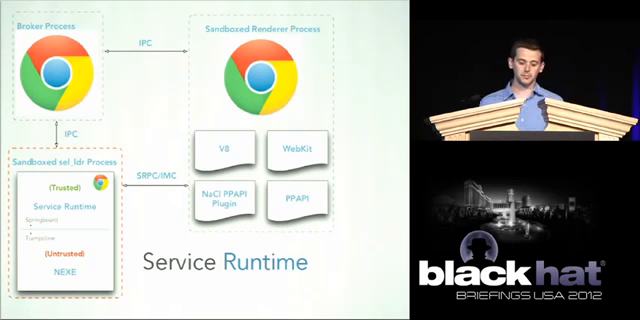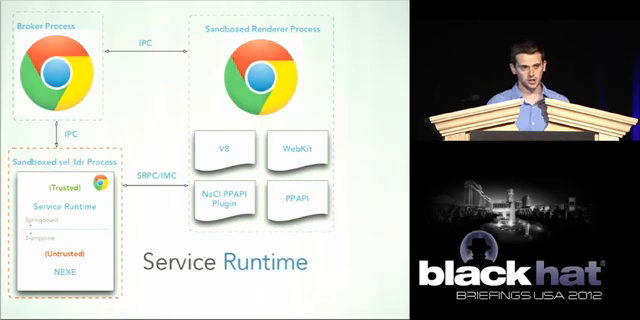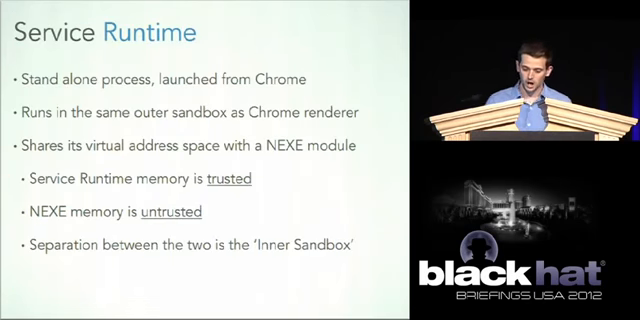And the service runtime lives down here in the bottom left, in the sandbox service runtime process. You can see above service runtime it says trusted, and below that it says springboard, then trampoline, and then untrusted NEXE. That's because they all live in the same process. The untrusted NEXE module lives in the same process as the trusted service runtime, and that's really the only way to enforce the inner sandbox.